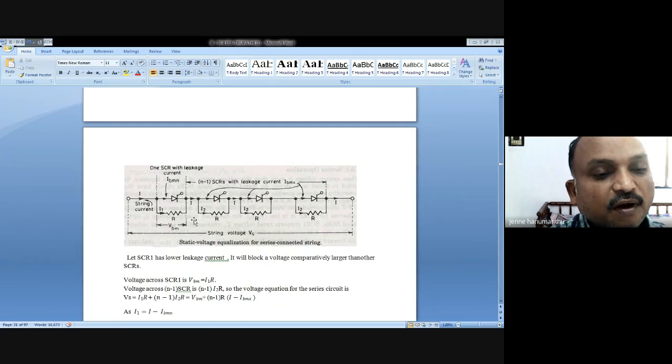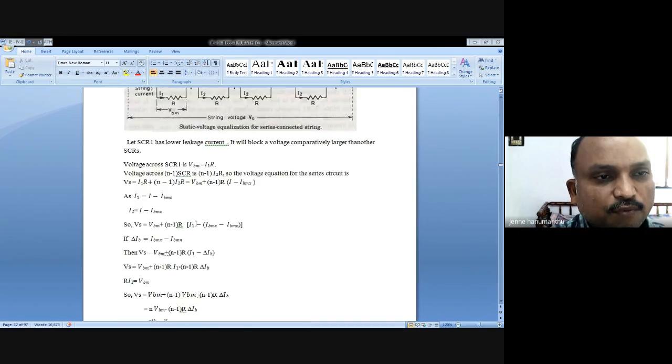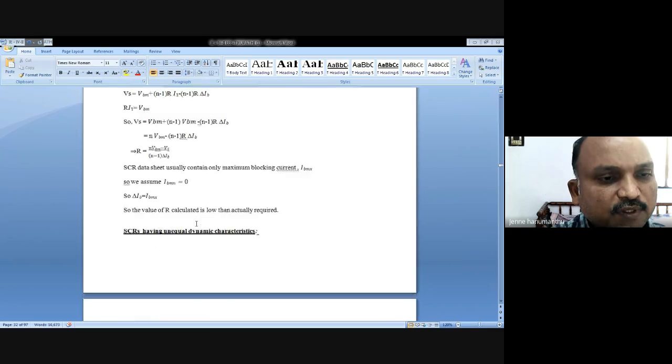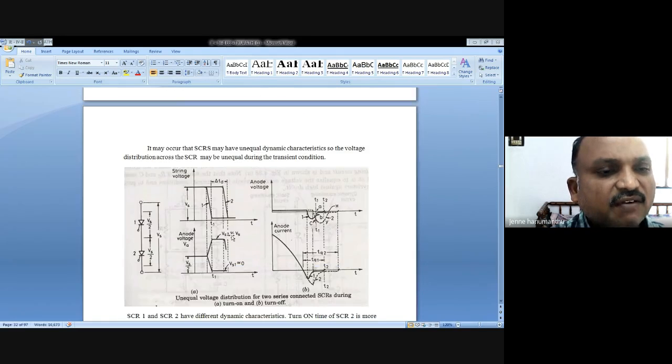So if you want a higher drop, this value you have to consider as low. The R should be low. Then in a series connection, you can get maximum drops. So SCRs have unequal dynamic characteristics.